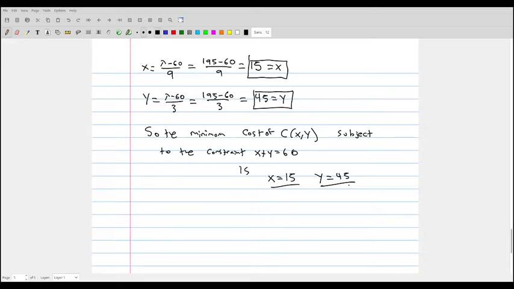So this is a very powerful procedure. It applies really any time you have some sort of cost you want to minimize, or any time you have a function that you want to minimize or maximize, but you also have a constraint that you have to take care of.